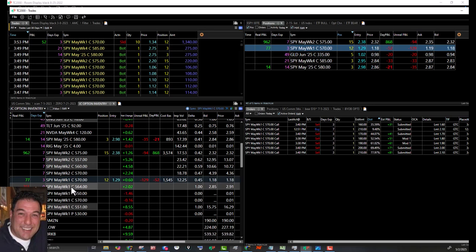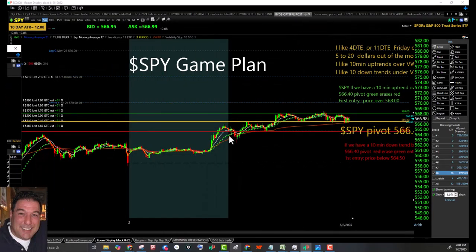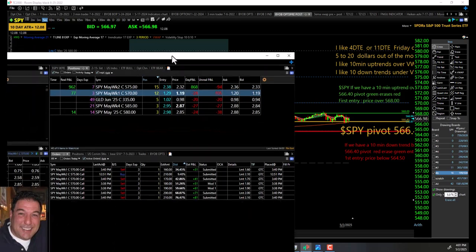All right, they were 0 DTEs and 564 calls, and I lost $255 on those. The option price just didn't get up there fast enough. I didn't want to lose any more money than that, so I just took the small loss in case I saw price pulling back early this morning. You can see here's the price pullback right there. I didn't want to lose, so I took a small loss.